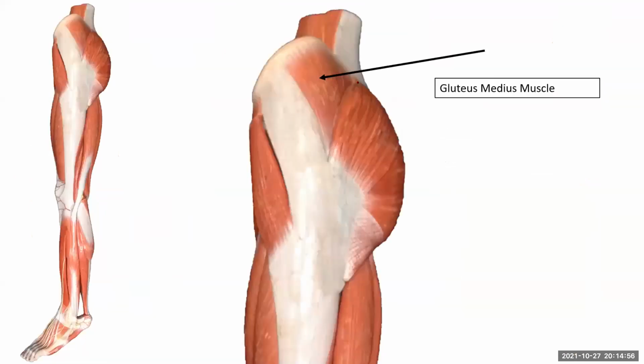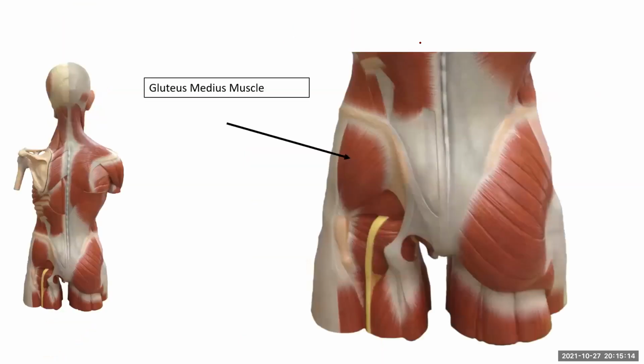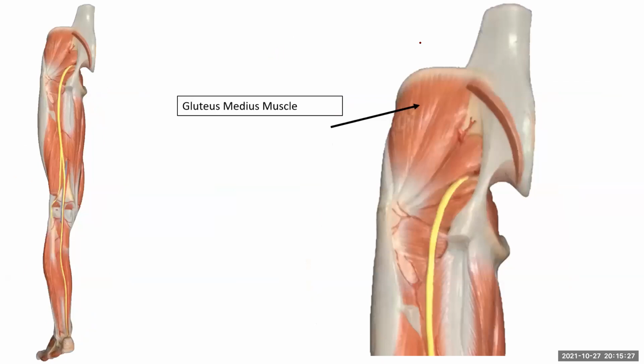All right, one of the other gluteal muscles is Gluteus Medius. And here you can see Gluteus Medius here. It's a hip abductor. And here it is, a little bit better on this model. You can see it. Gluteus Medius is deep to Gluteus Maximus. All right, here you can see it one more time on a different model. So there's Gluteus Medius.